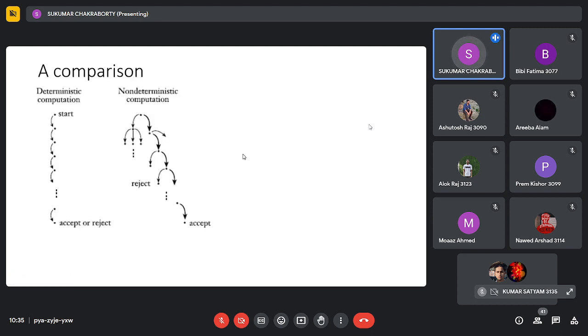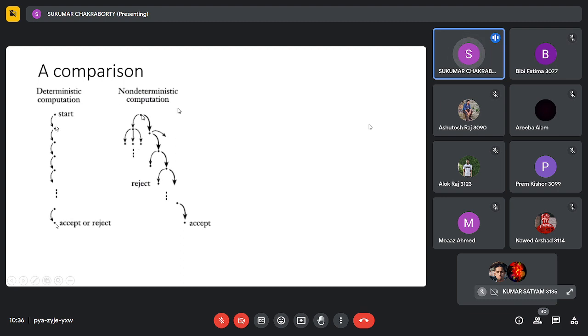Now this is a simple comparison, a deterministic computation. It starts, and then after each symbol it goes to a state. This state is uniquely defined. Finally it lands at one state, and this state can be either accept or reject, depending on whether that state is a final state or not. Whereas a non-deterministic computation goes on like a tree.